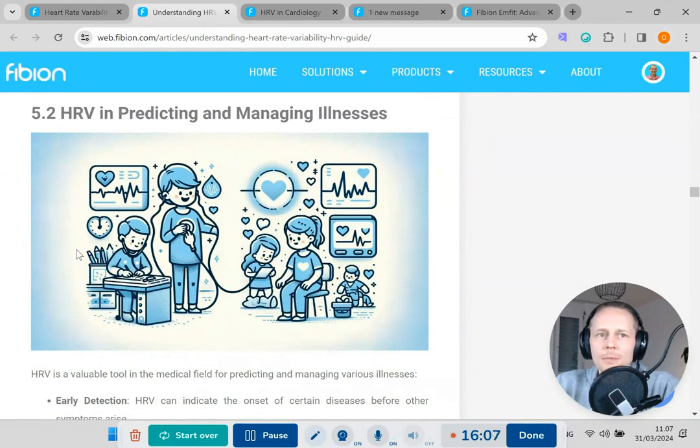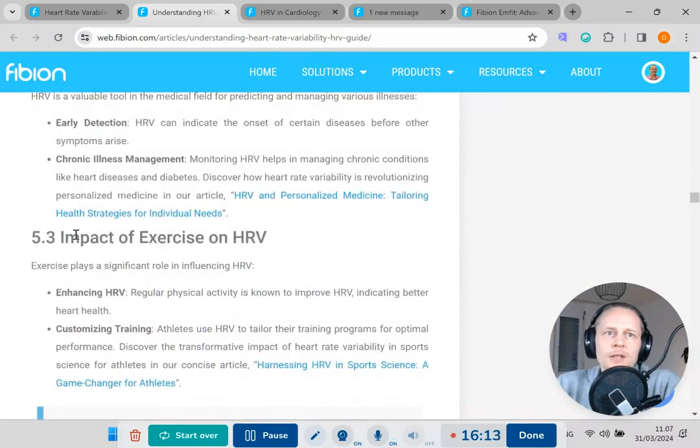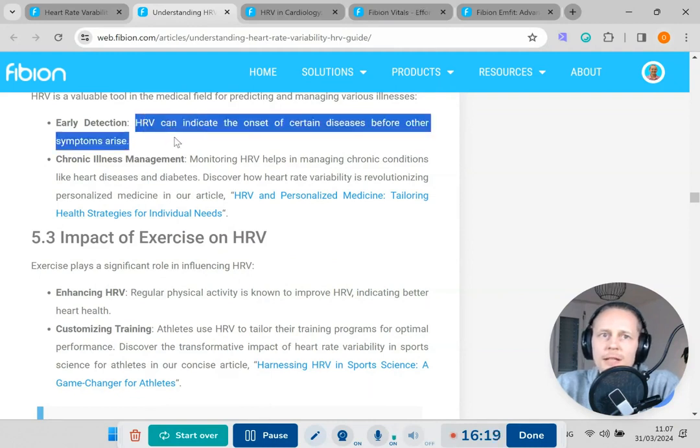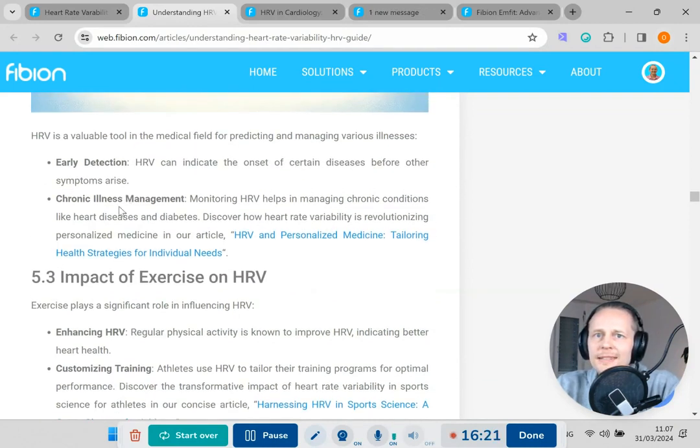And then another application is predicting and managing illnesses. So we can use it for early detection. Heart rate variability can indicate the onset of certain diseases before other symptoms arise. And you can also see it with a simple flu or colds. For example, it can be useful for athletes if they are, for example, using the bed sensor, when they see that there is a change which is not really explained by the training of the previous day or days.